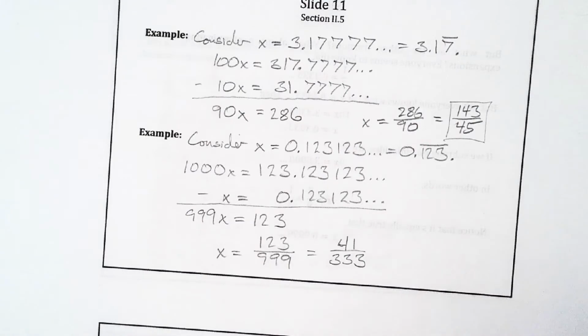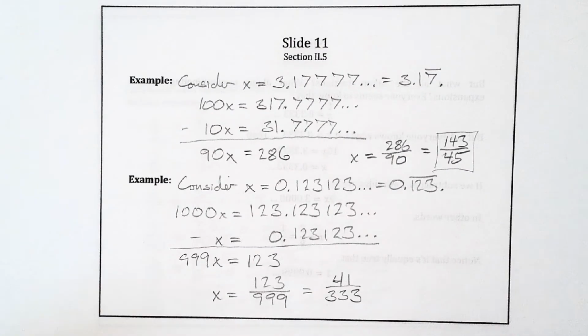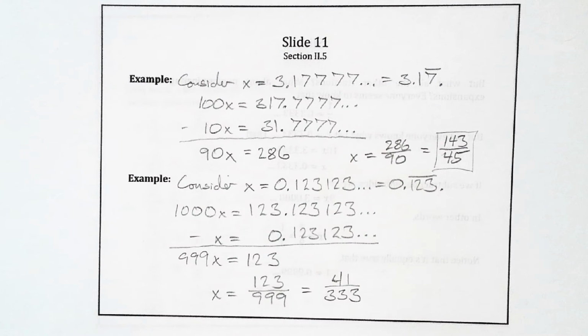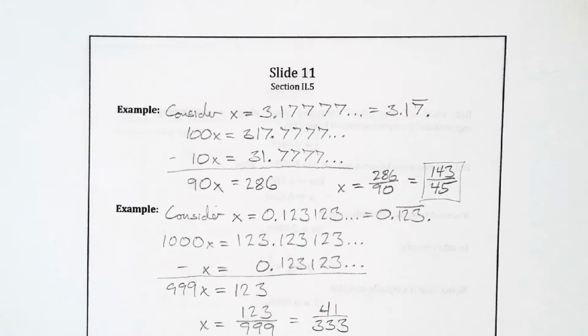Okay, so we're getting closer to our final answer about decimals and fractions. We are seeing that every repeating decimal represents a fraction. And every fraction apparently represents either a terminating or a repeating decimal. Okay, we still kind of need to test that last part.